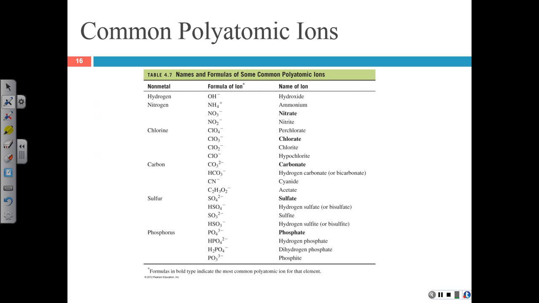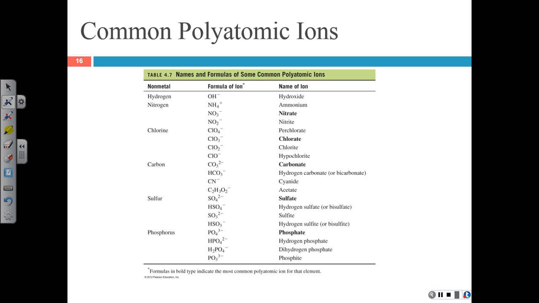So here's another list. This is very similar to yours. But we have names for the group. So PO4, 3-. So 1 phosphorus, 4 oxygens. That whole group has a 3 negative charge. And so it's called phosphate. And so there's all these names here. And I'm going to give you this list, so you're not going to have to memorize the polyatomic ions, because they can be very tricky.